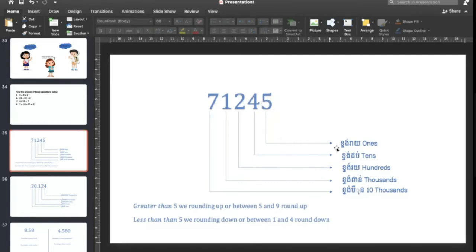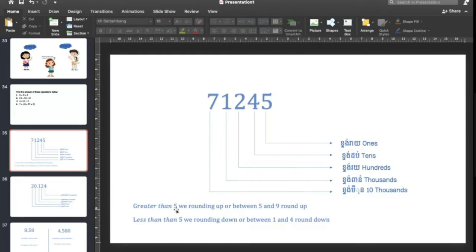For this one, number 5 in Khmer we call ខ្ទង់រេ, right? So in English what do we call it, teacher? Ones, with s, yes. And number 4, ខ្ទង់10 in English is tens. Number 2, ខ្ទង់100 in English is hundreds, with s. And number 1 here, ខ្ទង់1000 in English is thousands, right? And ខ្ទង់10000 is ten thousands.